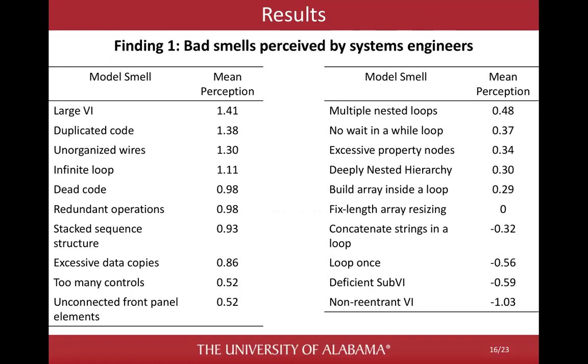As we can see from the figure, participants agree that some of the bad smells summarized in the existing literature are problems to them during their development, while there are some bad smells that they don't think are a problem for them, for example, the bad smells with a mean perception value below 0. We get 4 such smells, such as the loop ones or a deficient sub-VI.